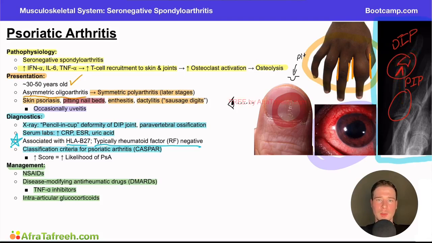Now, when we talk about management here, as with the other seronegative spondyloarthritis conditions, there's not really a treatment option per se. It's really dealing with symptom management. So anti-inflammatories, disease-modifying anti-rheumatic drugs, DMARDs, such as TNF-alpha inhibitors, and intra-articular glucocorticoids can be useful for these patients to make it tolerable for them to deal with the symptoms that they might be experiencing.